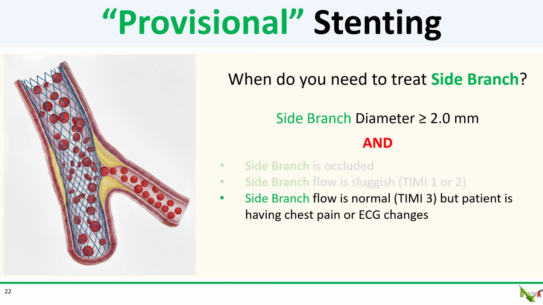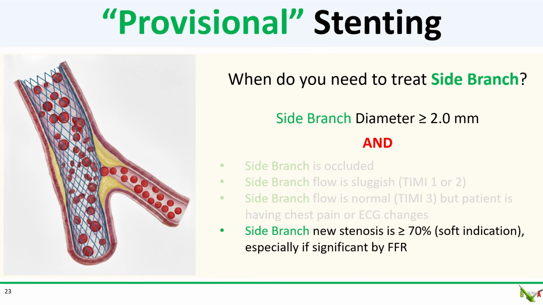Next, you'll probably also need to treat the side branch if flow is normal, but the patient is having new chest pain or new ischemic ECG changes. You might need to treat the side branch if the new stenosis is 70% or more, although that by itself is actually a soft indication, especially if the patient is not having new chest pain and if flow is normal. Doing FFR of the side branch is sometimes useful to help make the decision in these situations.